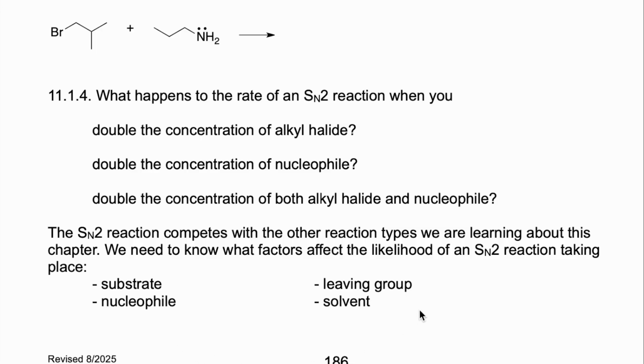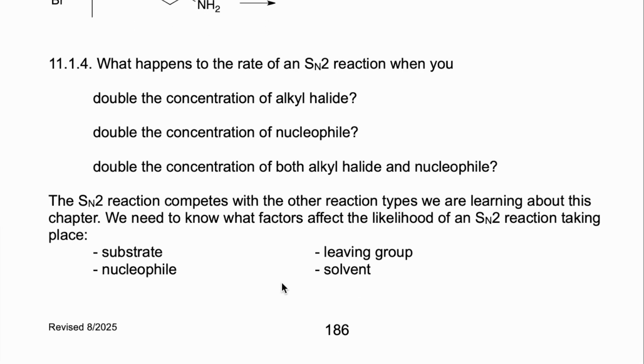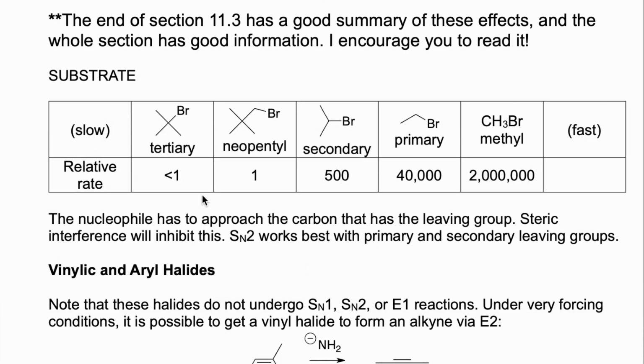So by the end of the chapter, we'll try to be able to decide what type of reaction is taking place, whether an SN2 reaction is taking place or one of the other reaction types is taking place. And so we'll need to be looking at the substrate, the nucleophile, the leaving group, solvent, temperature, different conditions that we can have in our reaction. So let's take a look at the substrate.